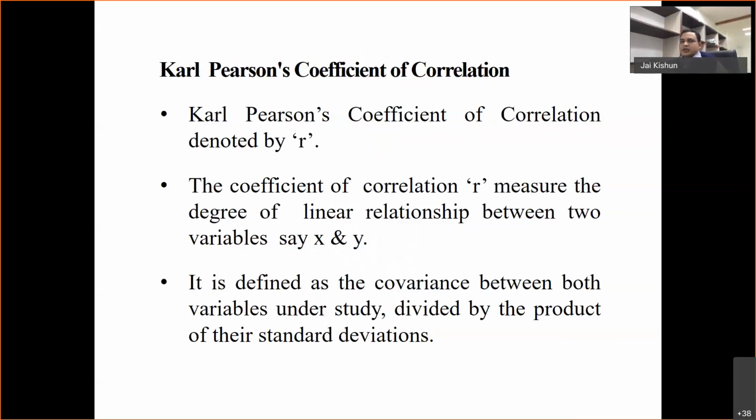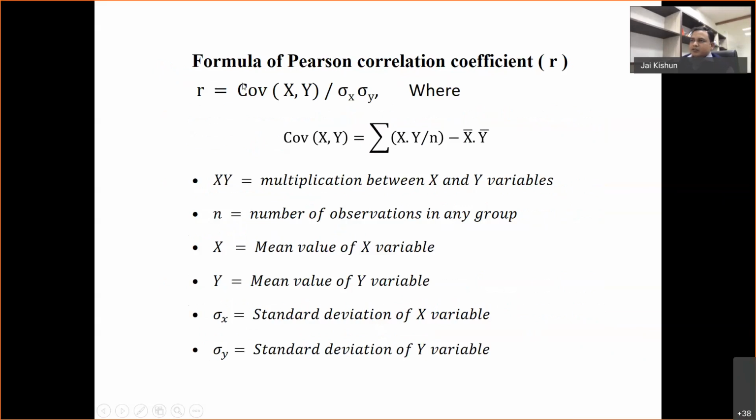Now come to the Karl Pearson coefficient of correlation. The Karl Pearson coefficient of correlation is denoted by R, and it measures the degree of linear relationship between the two variables, say X and Y. It is defined as the covariance between both variables under study divided by the product of their standard deviations. So basically this is the formula.